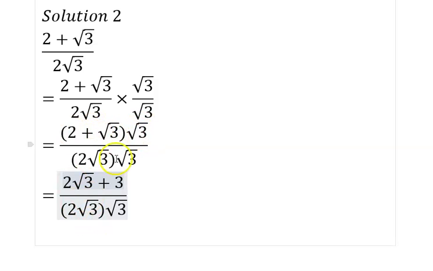So we have opened up this bracket at the numerator. So let's do it for the denominator. 2 root 3 times 3, because root 3 times root 3 will give us 3. Then we multiply it by this 2 that we have here. Root 3 times root 3 will give us what? 3.